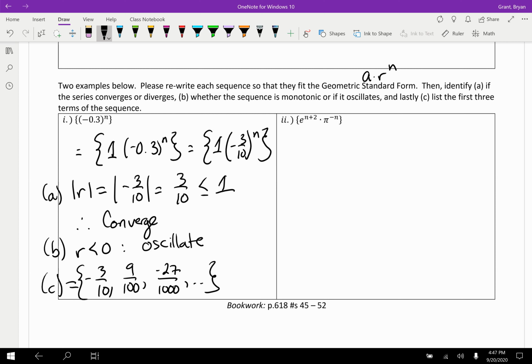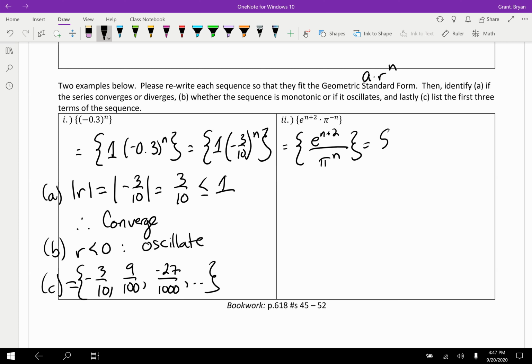e to the n plus 2 times pi to the negative n. That doesn't even seem like a geometric series. Well, let's try to deal with this a little bit. I think we can probably rewrite this as e to the n plus 2 divided by pi to the n, because we can use that negative exponent to send pi to the denominator.